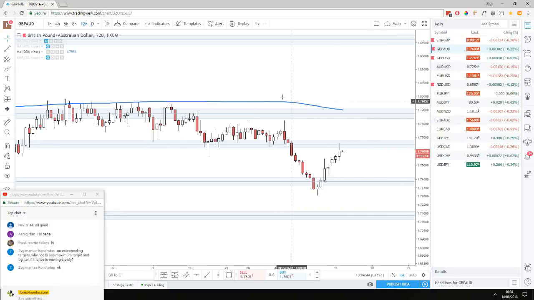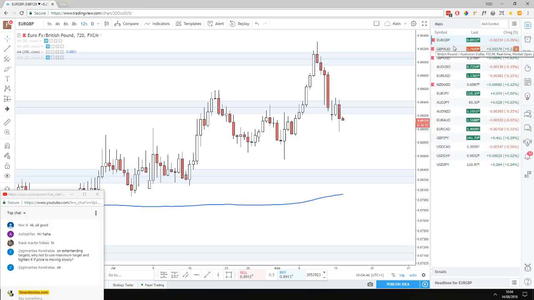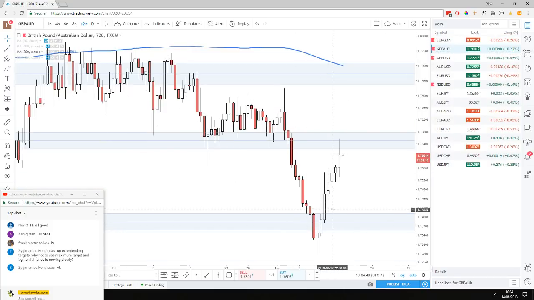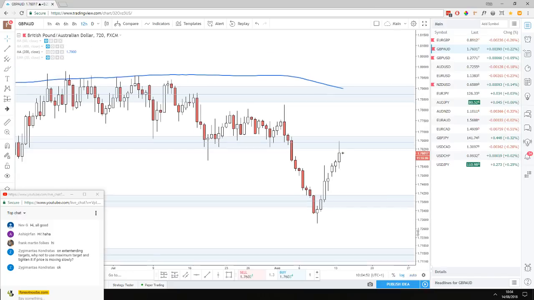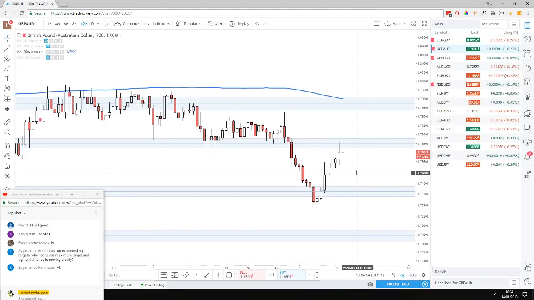Right. So we also had a trade on GBPAUD. This one went well too. Nice, strong bullish move. How'd you guys do on this one? I can't remember who entered this one. I think some of you guys. Anyway, it doesn't matter. I don't want to keep talking about trades from last week. These trades worked out well.